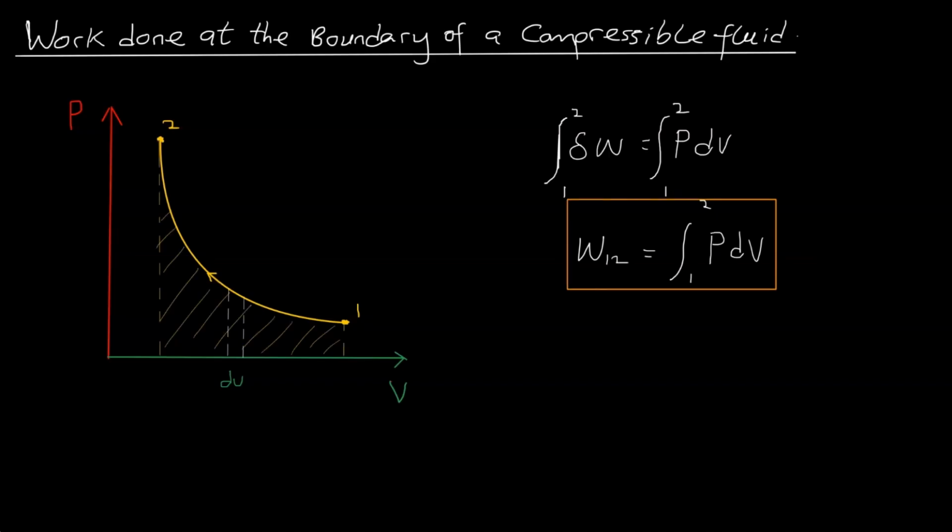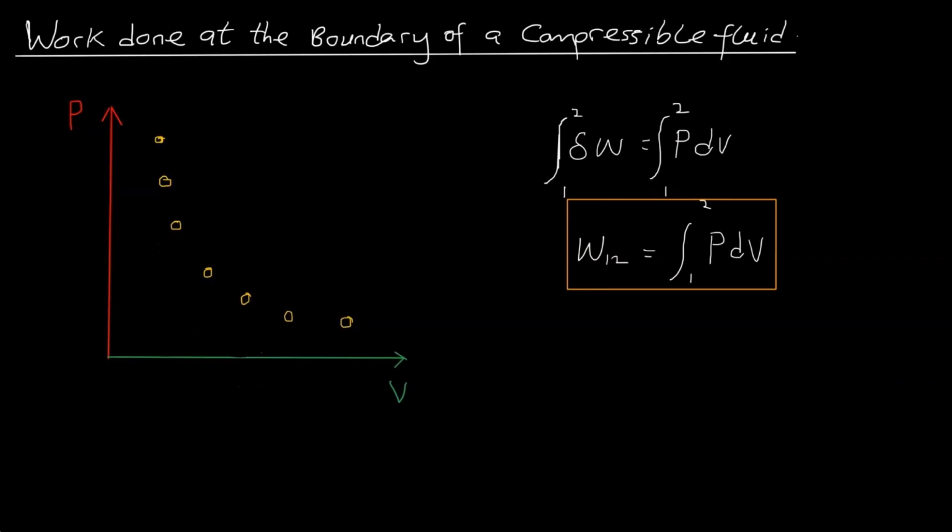We assume a quasi-equilibrium process because, with a quasi-equilibrium process, our curve proceeds smoothly from 1 to 2. If this wasn't a quasi-equilibrium process, our curve would look something like this. It's just made up of points because we're jumping from one equilibrium state to the other. In this case, integration wouldn't be possible, and we won't be able to calculate the work done for this.